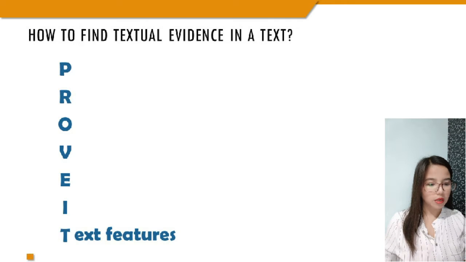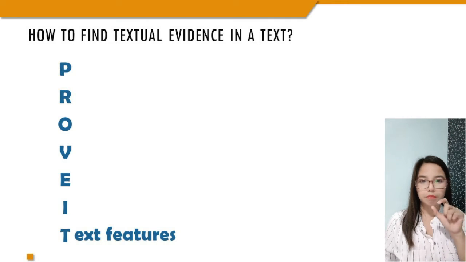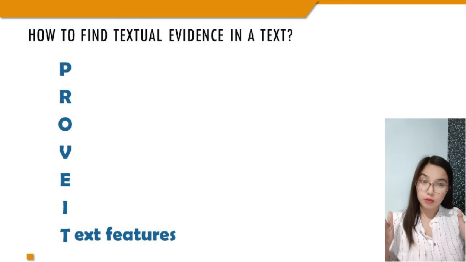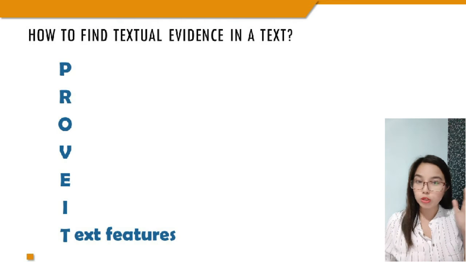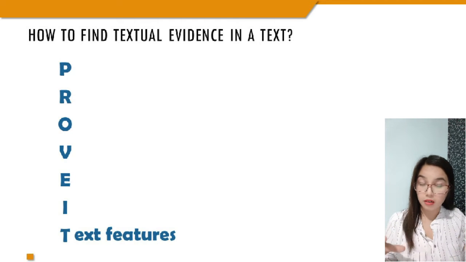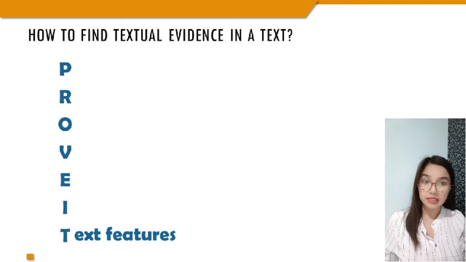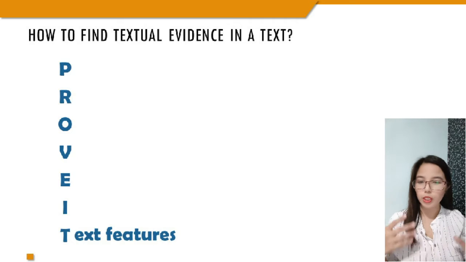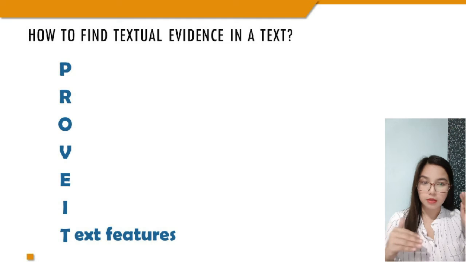Sometimes the writer puts some sentences or a word in bold letters or in italicized style, because those are important to direct you that these are important things. So those are text features. So you can find textual evidences in these things that I have mentioned.